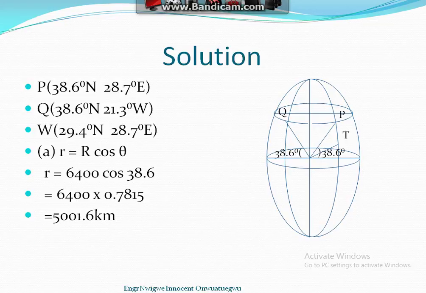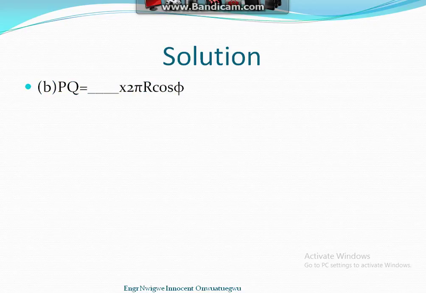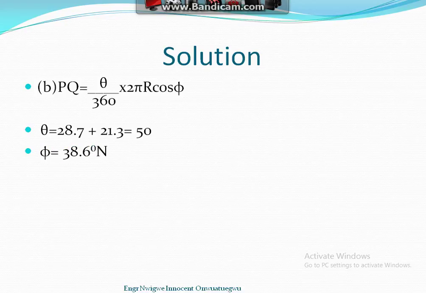To calculate the distance PQ, we use the formula theta over 360 times 2 pi big R cos phi. Theta is equal to 28.7 plus 21.3, which gives us 50 degrees. Phi is 38.6.